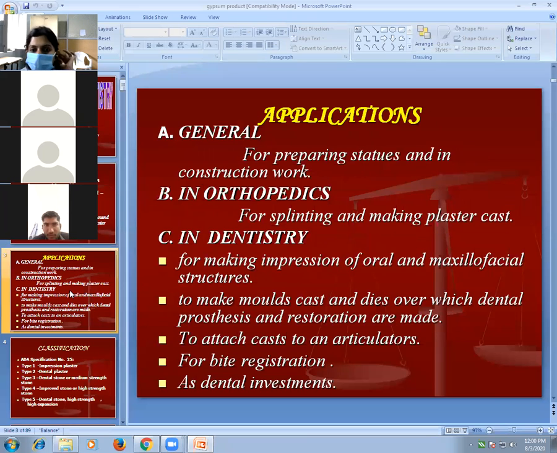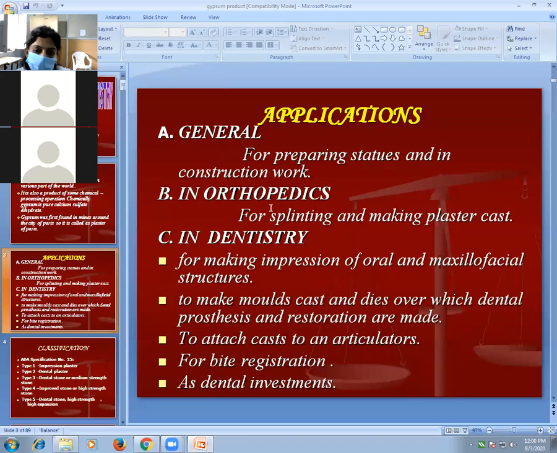Application. So these are the applications for the dental plaster. In general, it is used for preparing statues, in construction work, and in orthopedics for splinting and making plaster casts. In orthopedics, the plaster cast which we use for diagnosis purposes is made up of gypsum, and in orthopedics we apply plaster after a fracture. For that purpose also gypsum is used. In dentistry, it is used for making impressions of oral and maxillofacial structures.